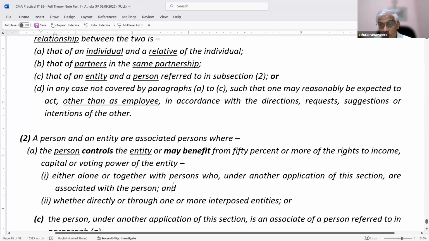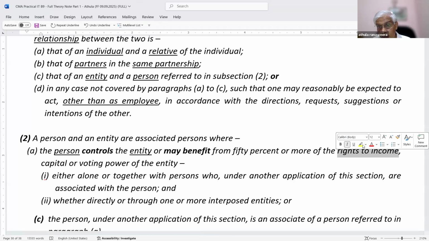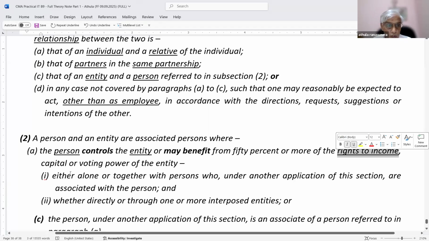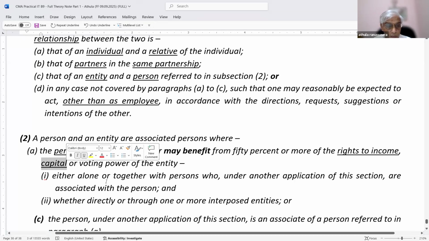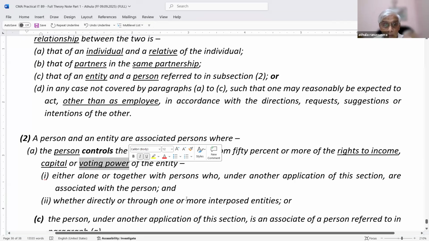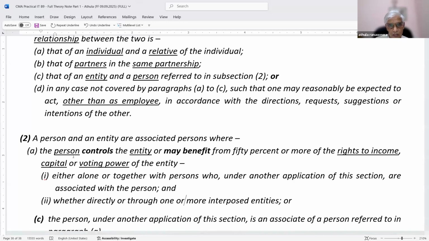50% or more of the right to income. One item is right to income, or capital, right to capital. That means you are a shareholder with more than 50%. Or voting power. Even if you have fewer shares, you may have more voting power in the entity. That means the second party has to be an entity. The first party may be an individual or an entity, either case.